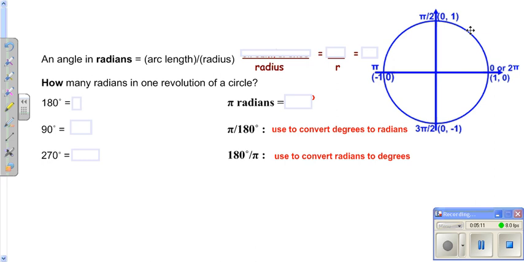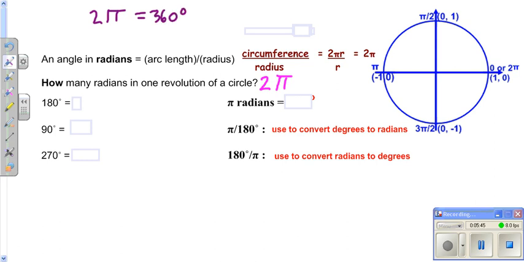We know one full revolution is going all the way around the circle like this, and we call that your circumference. The formula for your circumference going all the way around, you should remember, is 2 pi r. But then you've got to divide by your radius. R over r drops out. So it's 2 pi for one full revolution going all the way around. You also know that 2 pi is the same as 360 degrees, because one full revolution around is also 360.